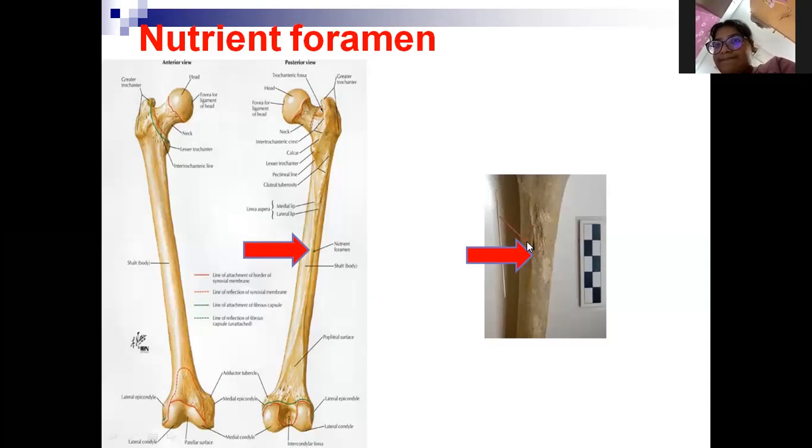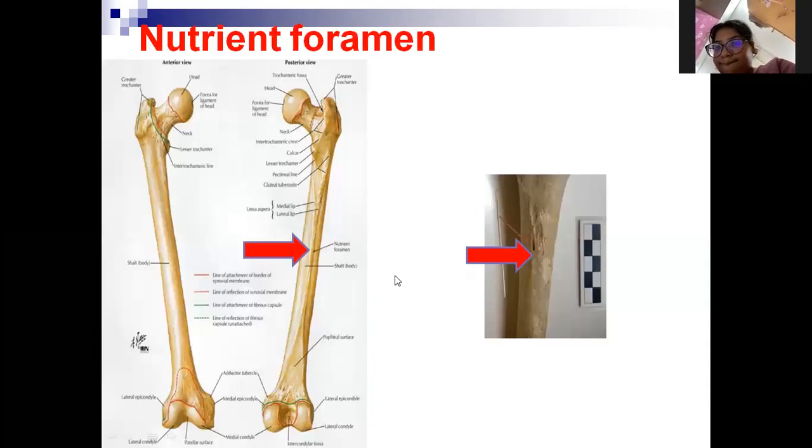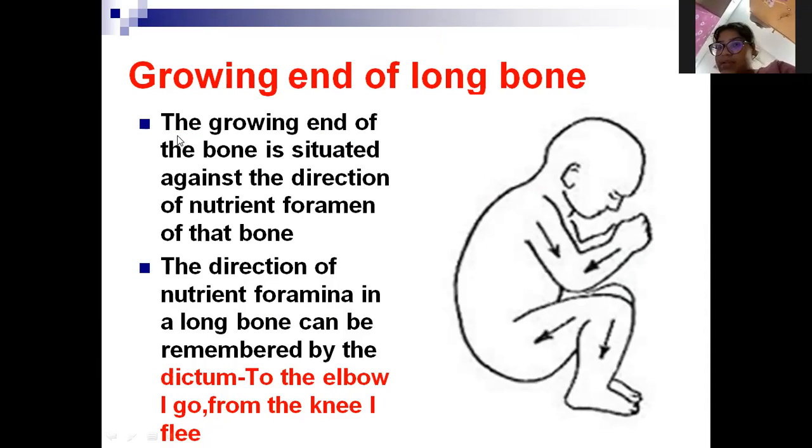See, nutrient foramen is the place where you will see the blood vessels entering. Now, what is the meaning of growing end of the bone? The growing end of the bone is situated against the direction of nutrient foramen. Suppose the nutrient foramen's direction is downwards, opposite to that, that means the upper end of the bone is the growing end of the bone. That word you try to remember: it is situated against the direction of the nutrient foramen of that bone.